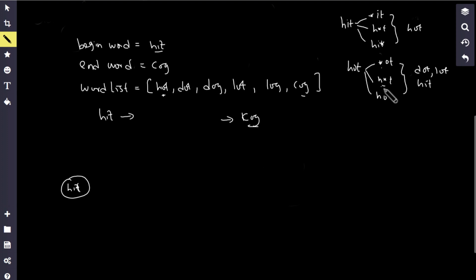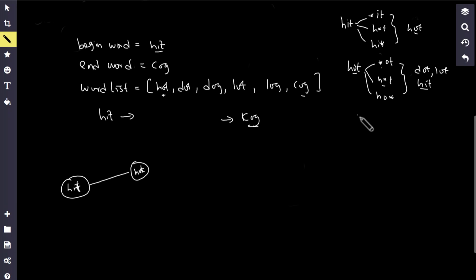Now we can see that if we look at the neighbors of HIT, we can consider HOT to be a neighbor from this first example. And when we look at the neighbors of HOT, we can see HIT there. That means this is like an undirected graph. So if HIT is connected to HOT, we should definitely also see HIT among the neighbors of HOT.